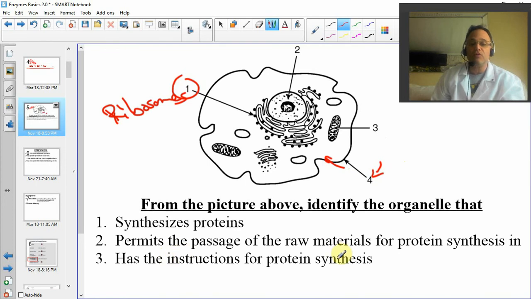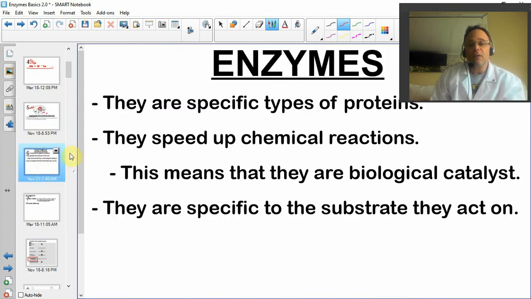And which one has the instructions for the protein synthesis? Well, that would be our nucleus. And it has DNA inside of it, the instructions for life. So I'm just going to put this up there rather quickly. Run through it fast, because you had another video which said many of the same things.